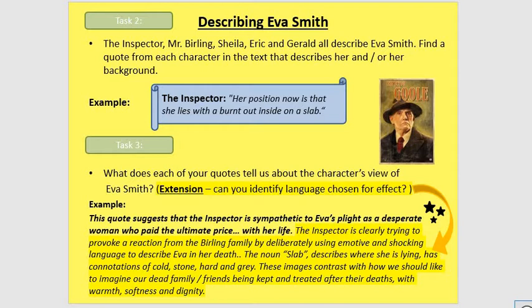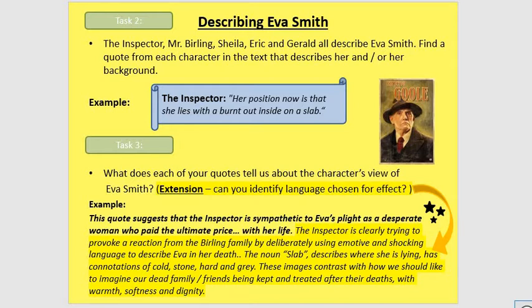I would like you to find some quotes for Mr Birling, Sheila, Eric, Gerald and the Inspector, all about Eva Smith herself. So not just any old quote, they need to be specifically about Eva Smith, either in her life or maybe in her death, as I've provided you there.